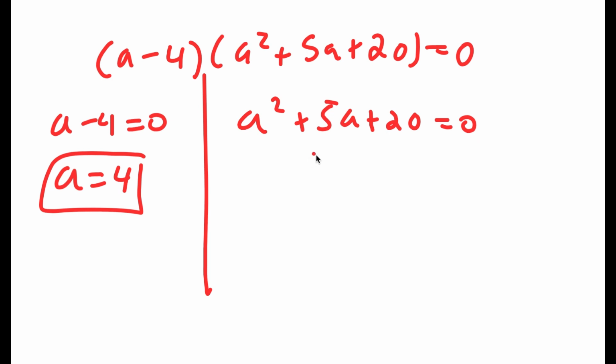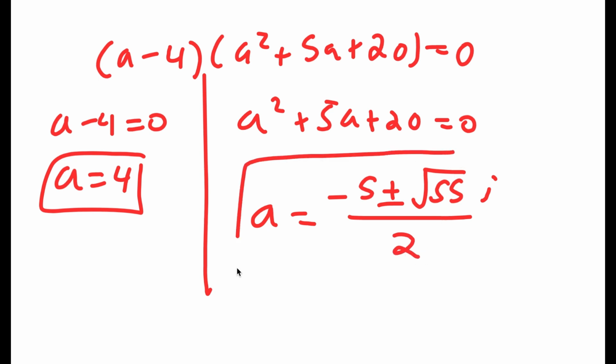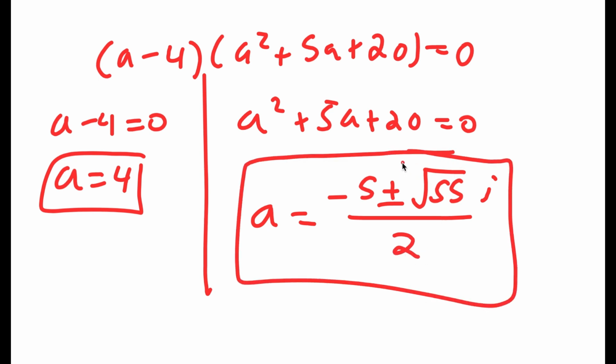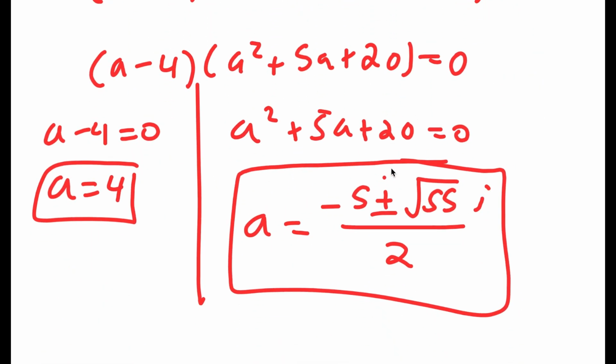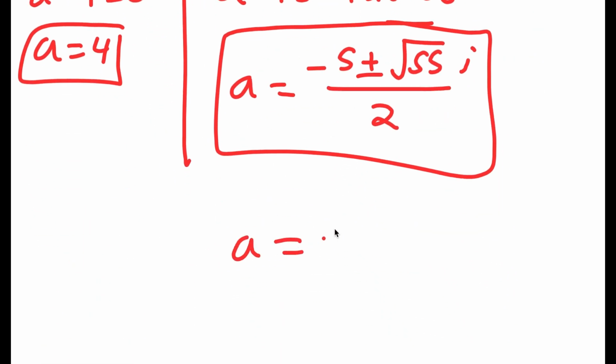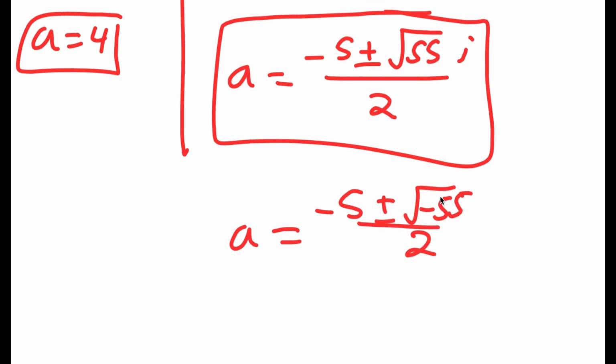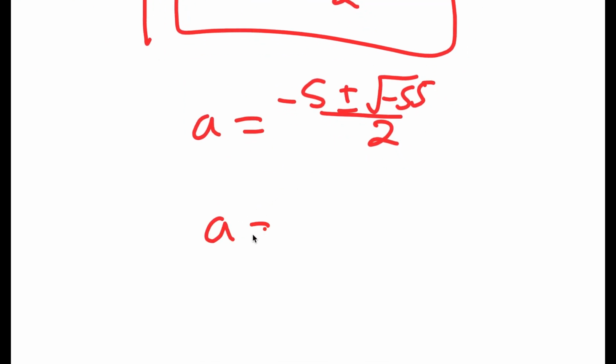And for a squared plus 5a plus 20 equals 0, I'm going to use the quadratic formula, but I'm not going to waste your time by actually doing it. So if you do end up doing it, what you should get is a equals negative 5 plus or minus the square root of negative 55 over 2. And the square root of negative 55, I can rewrite as the square root of 55 times the square root of negative 1.